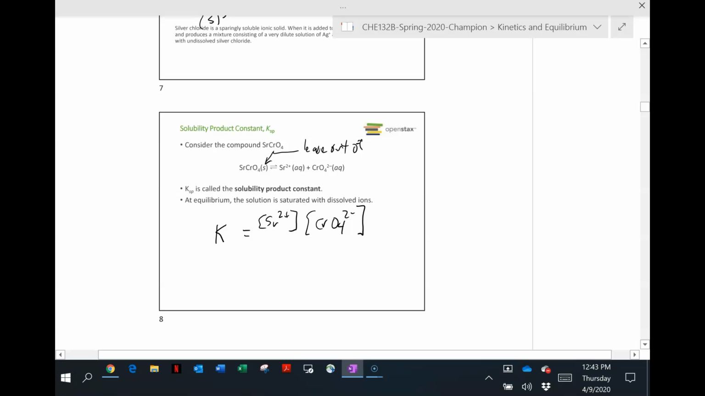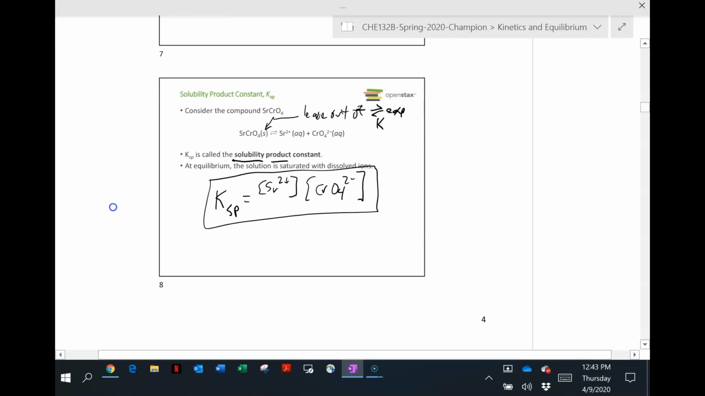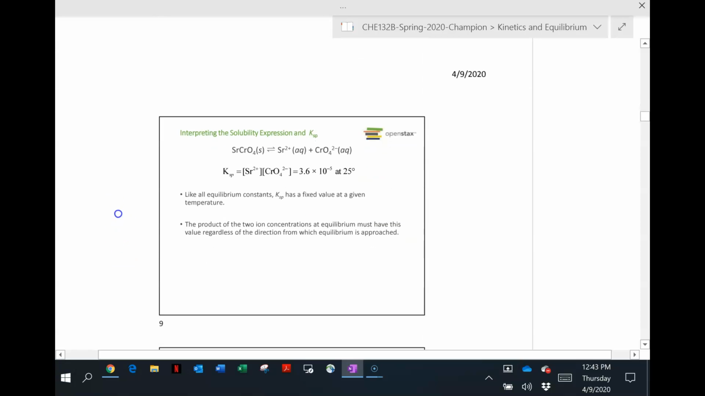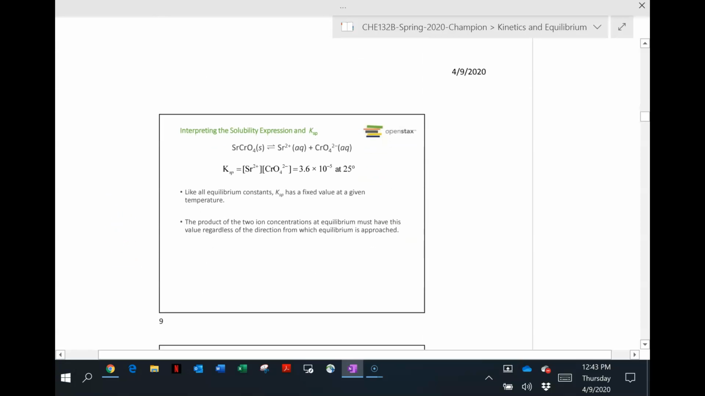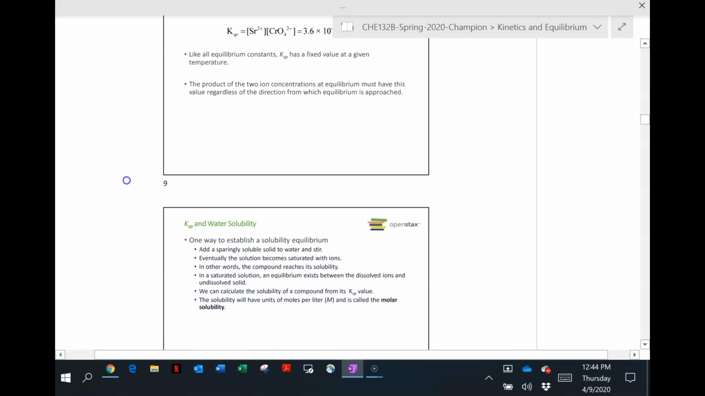We'll leave that out of the equilibrium expression, the K expression, if you will. So it's going to just look like that. That is two things multiplied together. That's called a product. So this is called KSP, for solubility product. And here you see the value given at 25 degrees C for the strontium chromate compound. So it's not very soluble.